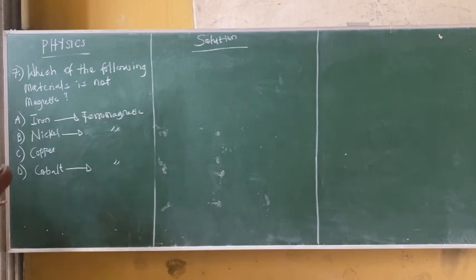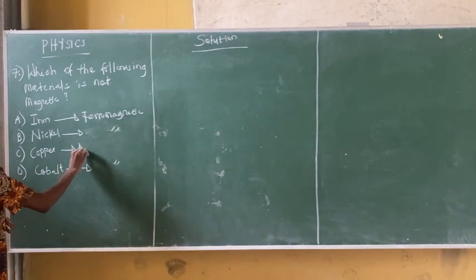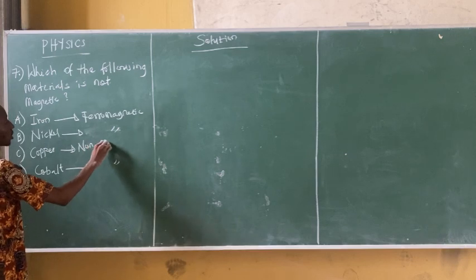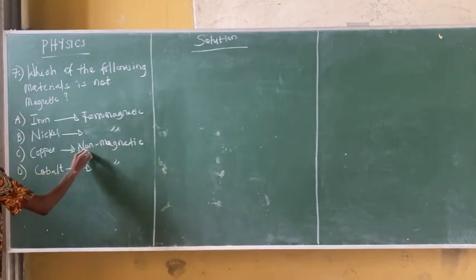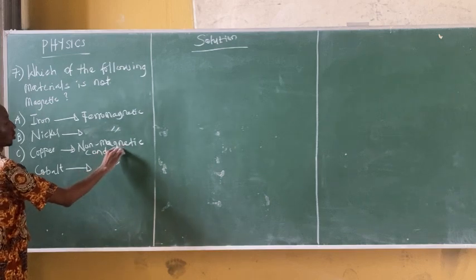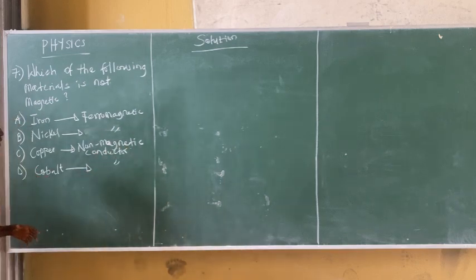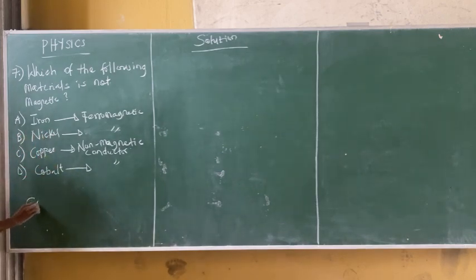It is a non-magnetic conductor. It does not attract objects to itself. So the correct option here is option C, copper. Because copper, like I said here, is a non-magnetic conductor. So the correct option here is option C, copper.